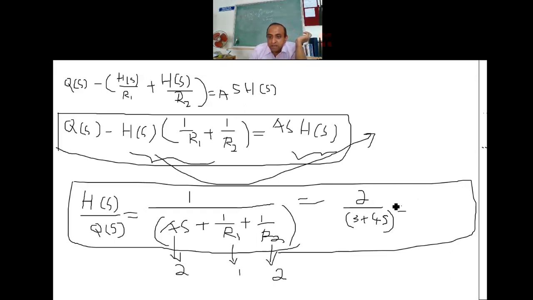Please do one thing. Please rearrange this in such a way that you get it in this fashion, that is 1 plus tau s. So here I should get 1. Take 3 outside, so you get 1 plus 4 by 3s. You do this and give me the answer in the standard form, 1 divided by 1 plus tau s. Anyone?